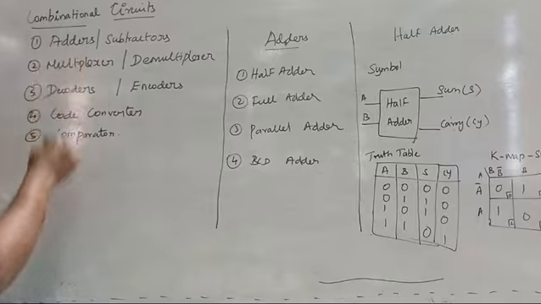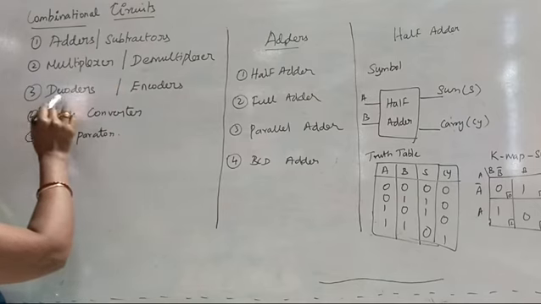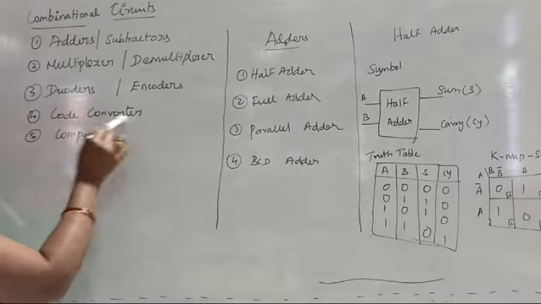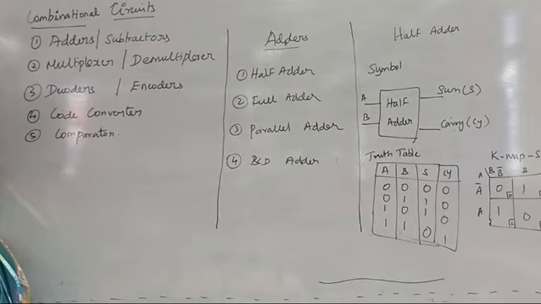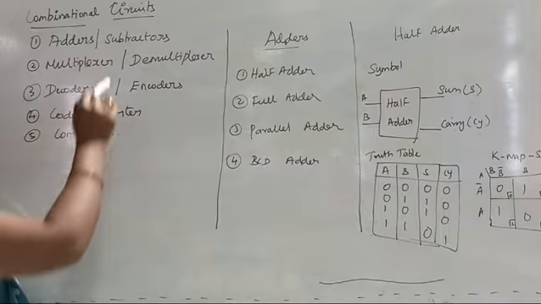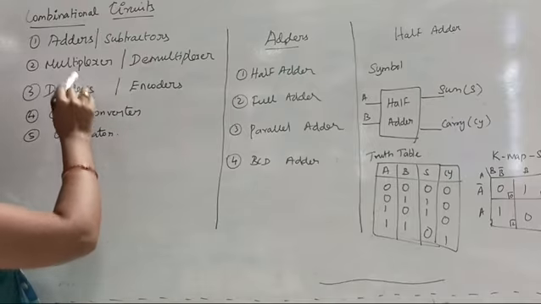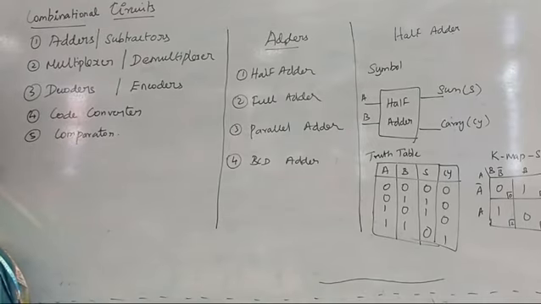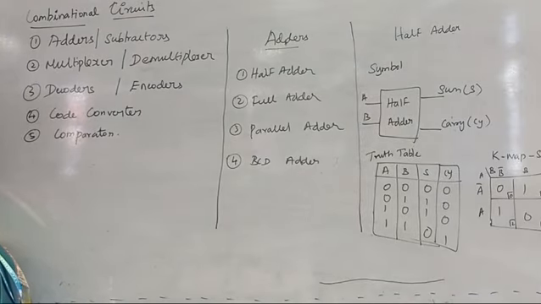Coming to the classifications of the combinational circuits, we have adders, subtractors, multiplexers, demultiplexers, decoders, encoders, code converters and comparators. Adders are used to add 2 bits or more bits of information. The subtractor subtracts the binary bits. The multiplexer is a combinational circuit that has many inputs and only one output.